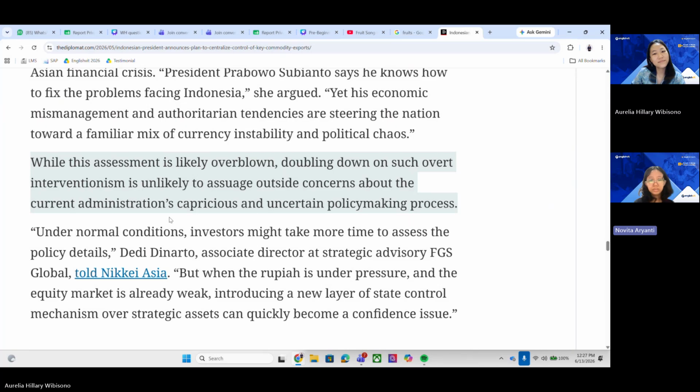To assuage outside concerns about the current administration's capricious. What does capricious mean? Capricious means changing in a fast time without any notice, unpredictable and not logical.